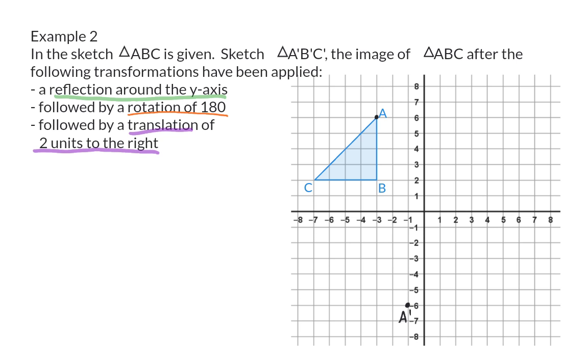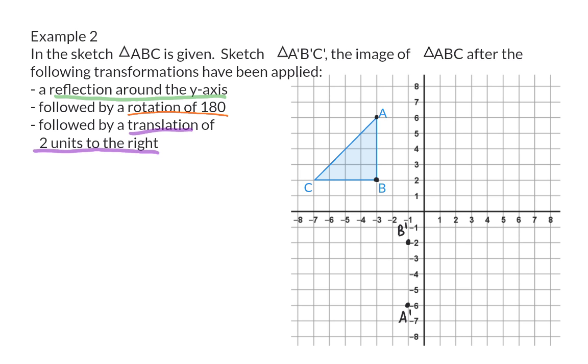Now I'm going to repeat this for point B of -3, 2. After reflection around the y-axis, this will become 3, 2, and now we rotate 180 degrees by changing both signs, so it will become -3 and -2. And lastly, the point moves 2 to the right, so B prime is at -1, -2.